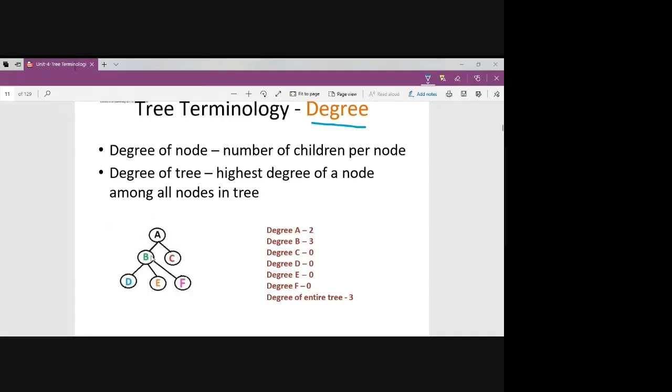For example, A is having only 2, but B is having 3. So the total number of children which node B is having is 3. So I will tell that the degree of the entire tree is 3. For example, if my C is having 4 children, then C's degree will be 4 and the degree of the tree also will be 4 only. Clear, students, of this degree now?